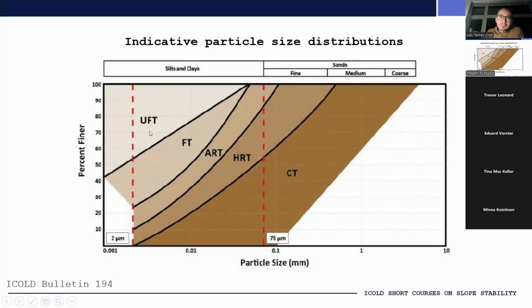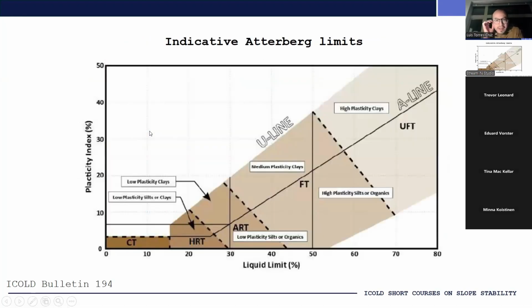So that's in terms of particle size distribution, but there is also guidance in terms of Atterberg limits. If we plot on the traditional plasticity index versus liquid limit chart, we get indications of where we expect each of those 5 categories to fall.